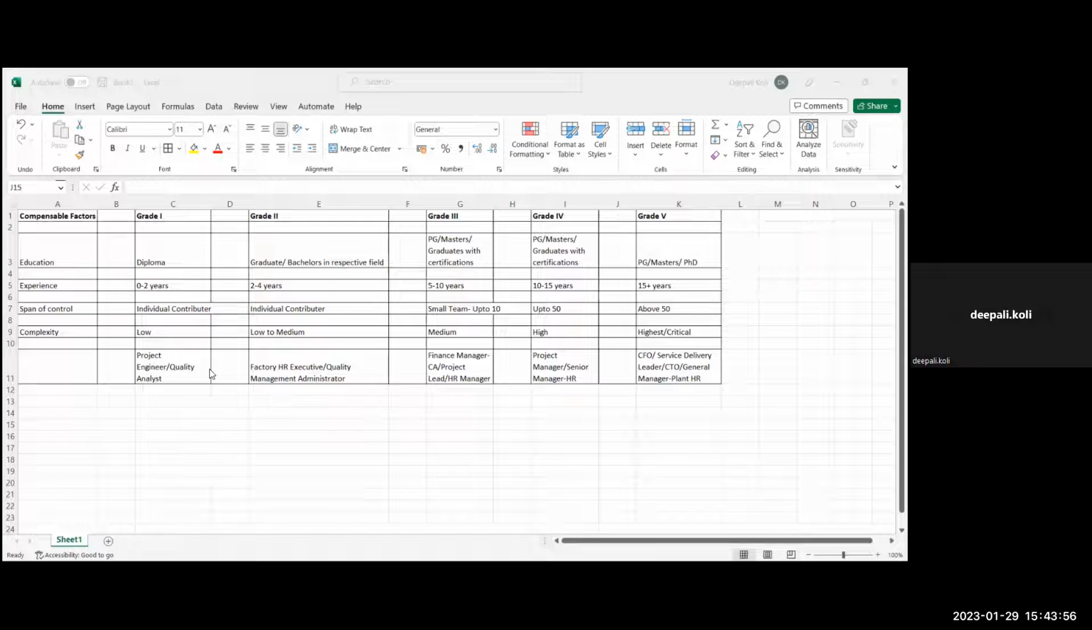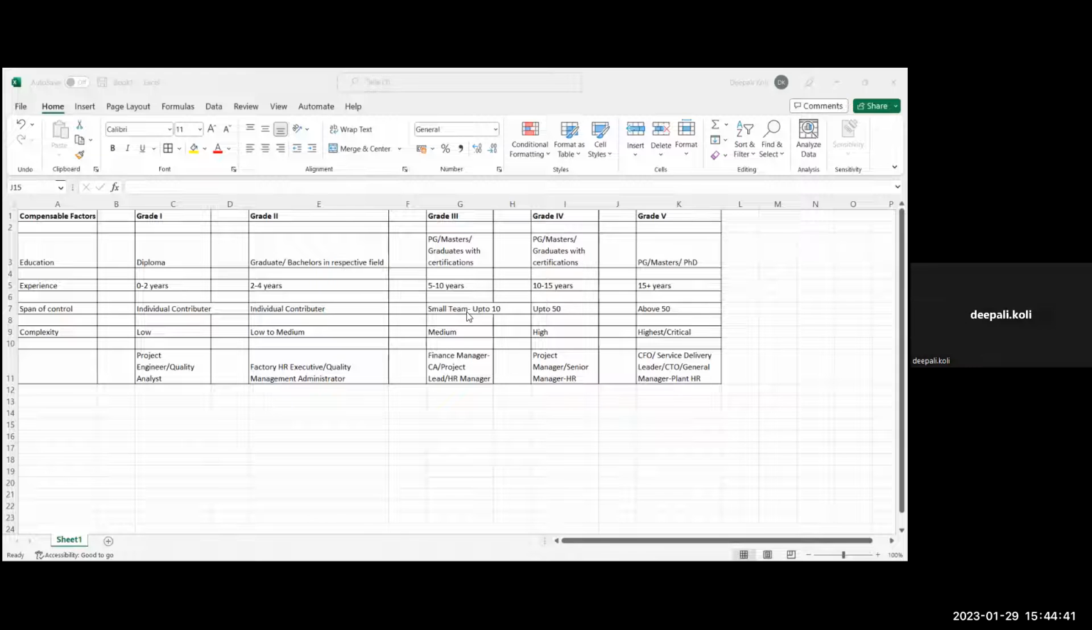When we say project engineer, quality analyst, they are the lowest grade, that is grade 1, and we say that a diploma holder can be the lowest education with an experience of around 0 to 2 years, because the complexity is very low in this particular grade. Moving on to grade 2, wherein we say factory HR, quality management, administrator, etc., the complexity is low to medium. Of course, he or she will be an individual contributor, and experience level will be 2 to 4 years. Here we are taking education level as graduate or bachelor's in respective fields.